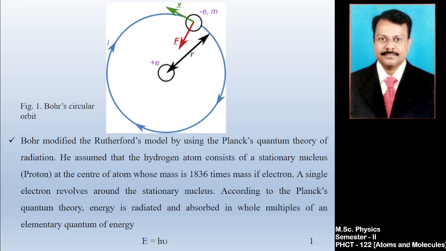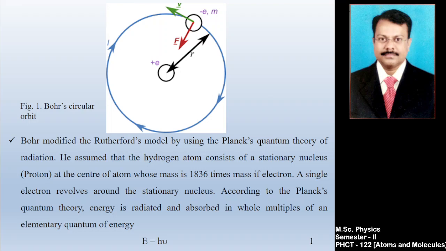Bohr modified the Rutherford model by using Planck's quantum theory of radiation. He assumed that the hydrogen atom consists of a stationary nucleus. Nucleus means the proton at the center of the atom, whose mass is 1836 times the mass of the electron. A single electron revolves around the stationary nucleus.